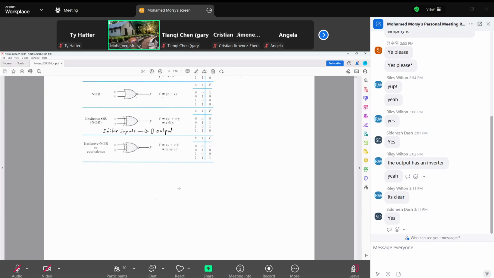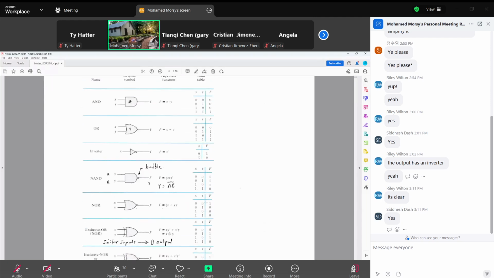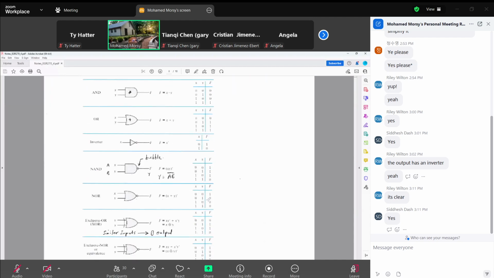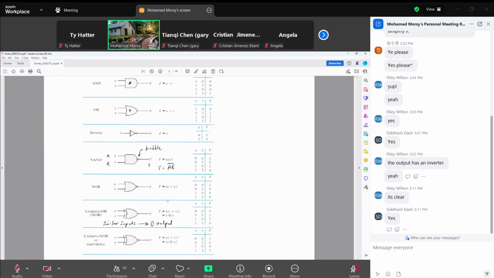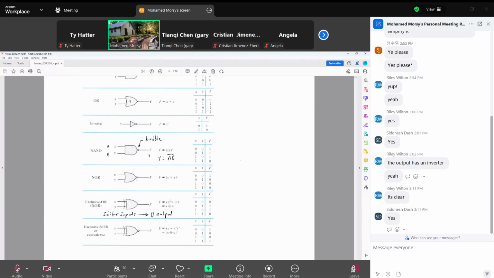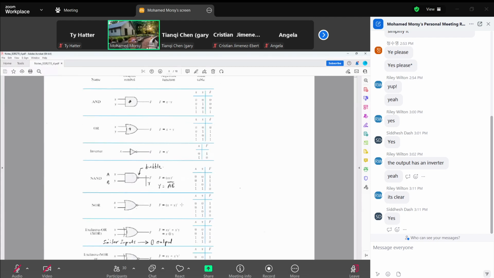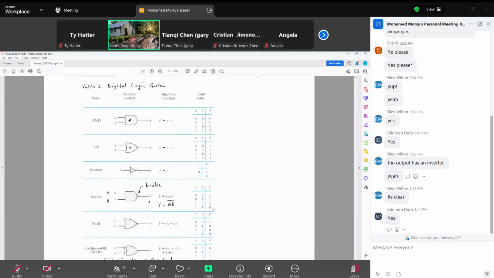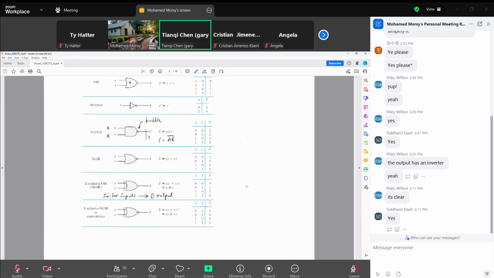And the rest, same approach. Any question with the gates? All the gates we use in our digital design are listed in this table here. Professor, yes, yes, sir.